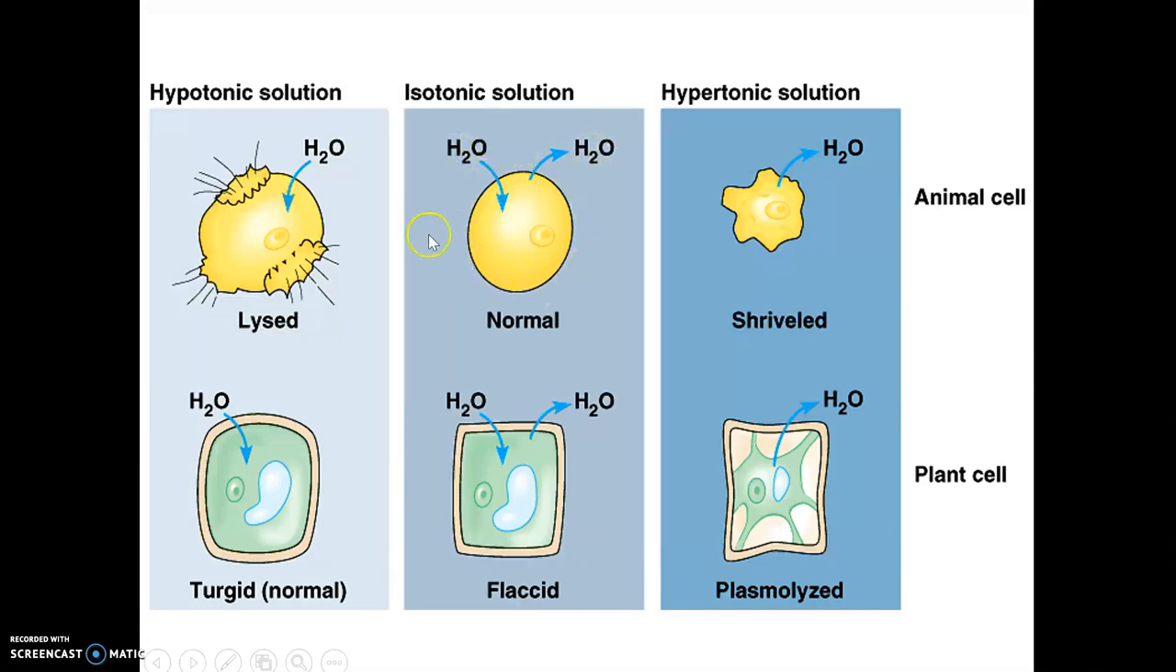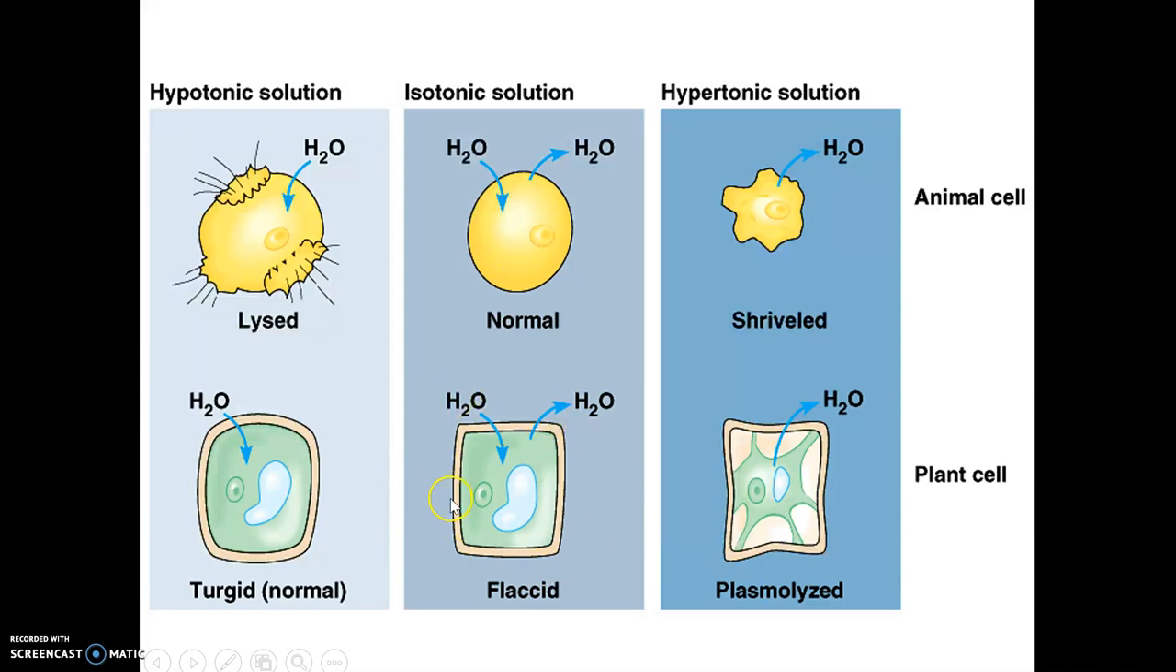With an isotonic solution, things are at equilibrium. There's an even amount of dissolved substances in and out of the cell, so water is just going to move in and out at equal concentrations both ways. The cell stays the same size. In an animal cell, this is what we would just call normal. In a plant cell, we refer to this as flaccid.